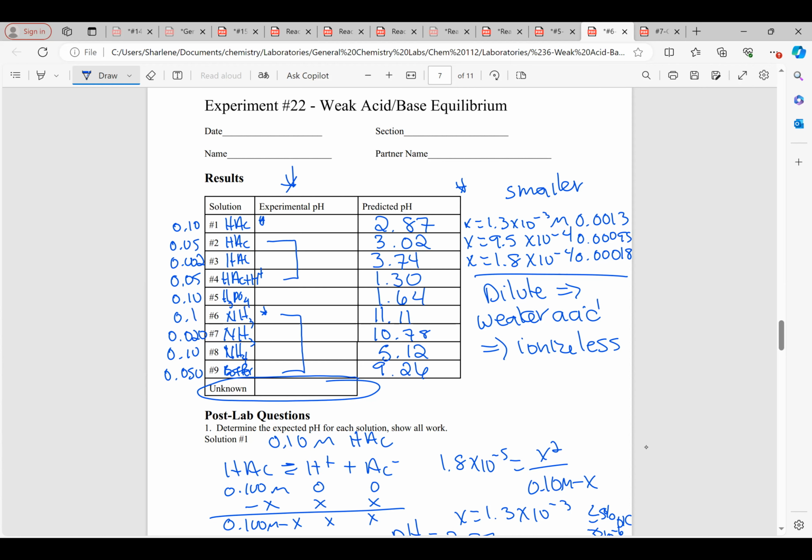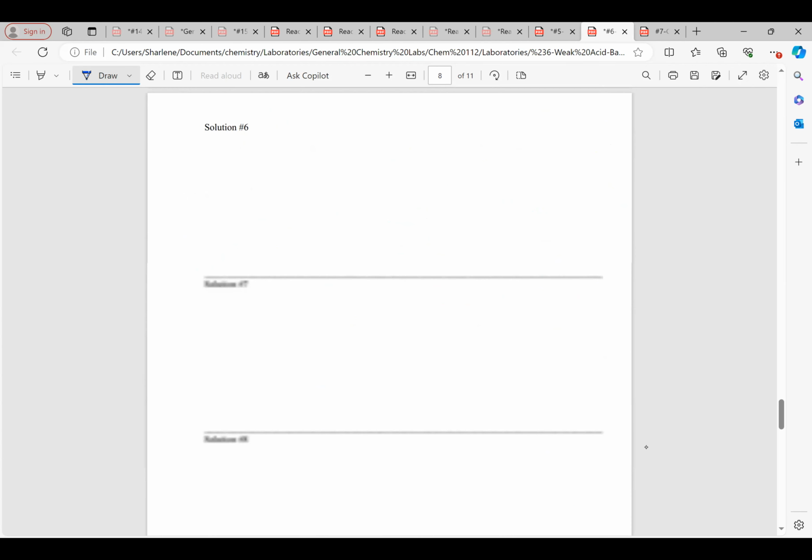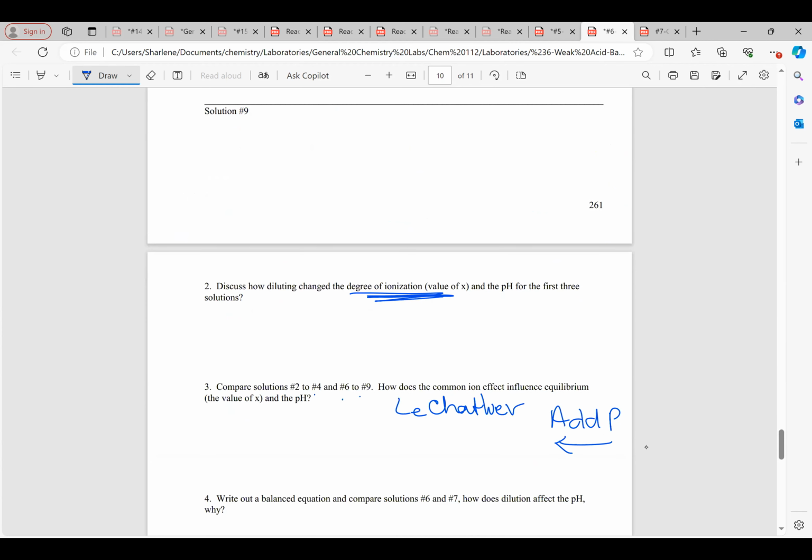On solution 6, it started at 11.11, but when I added some of its conjugate acid, it dropped from 11.11 to 9.26 because I shifted to the left. So the ammonia doesn't have as much effect, because I shifted to the left since I added a product to it. All right, that was pretty wordy. Any questions on what I was trying to get with that question? I don't think so.